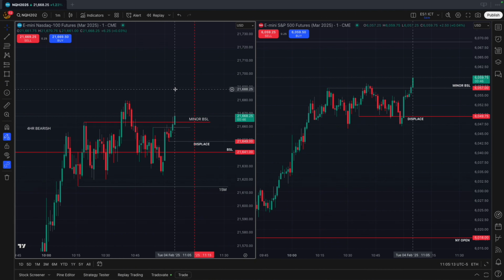Alright, so we got a bearish SMT for NQ here, because ES took the high and NQ hasn't as of yet. What does DOL stand for? So DOL just stands for draw of liquidity.